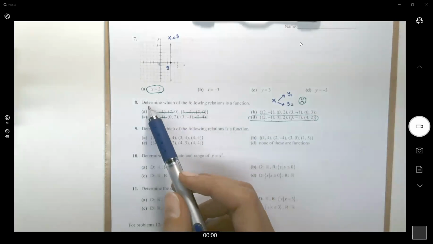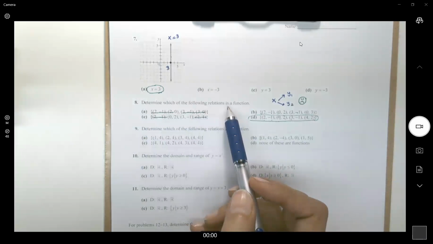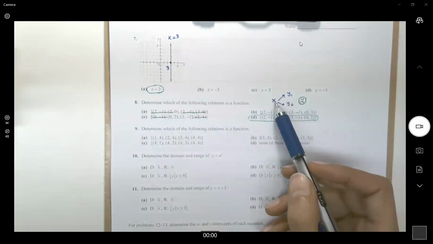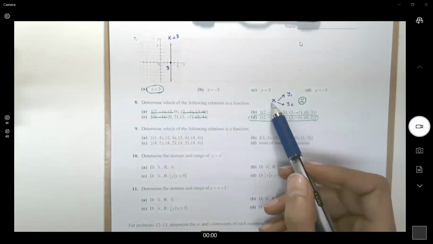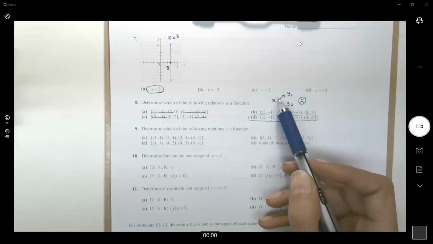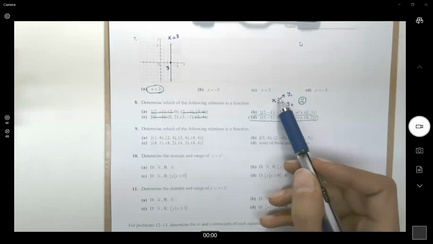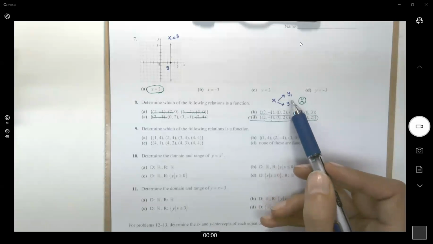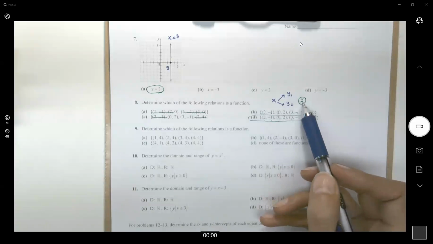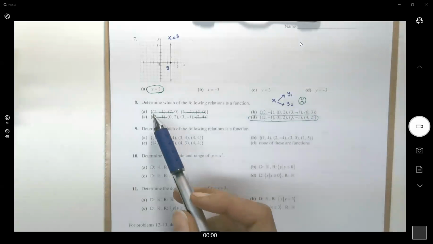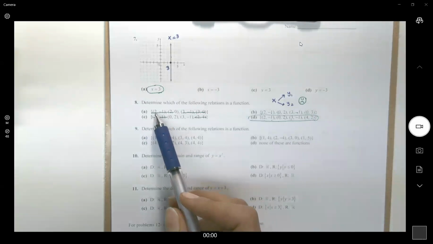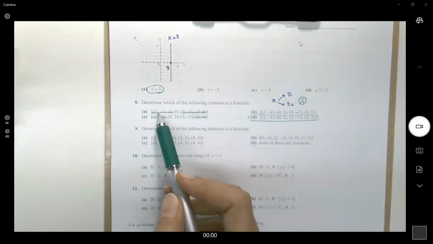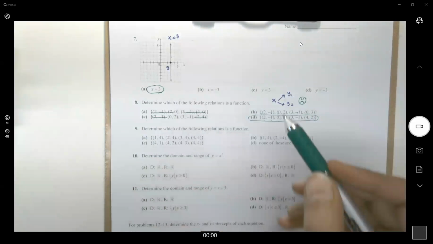Question 8 says, determine which of the following relations is a function. Remember that you have a function if it passes the vertical line test, or to each x value, you can associate exactly one y value. So if you find an x with two y values, then it's not a function. Let's take a look at case A. You have 2 and -1, 2 and 0. So you have one x value with 2 y values. It's not a function.